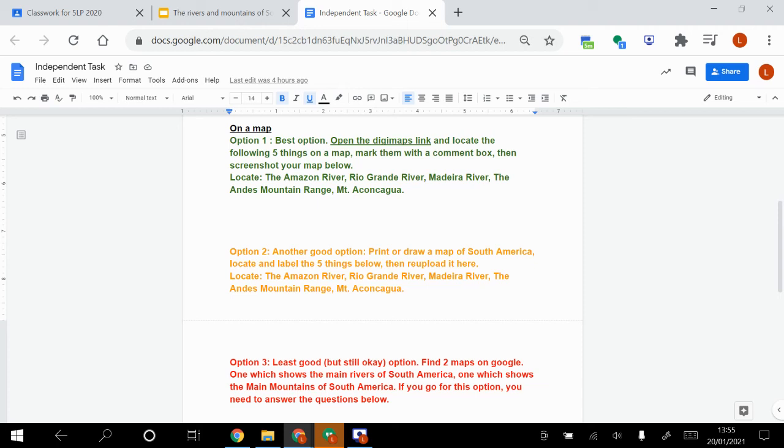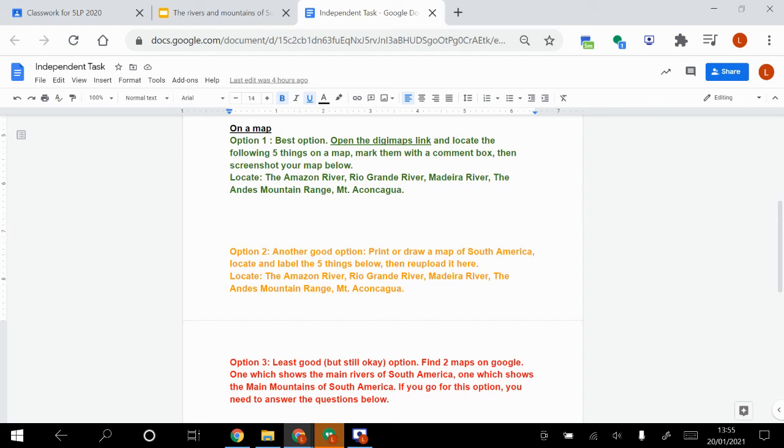What I would like you to do, if you are able to do that, is go onto Digimaps and locate the 5 things you can see there: the Amazon River, the Rio Grande, the Madeira River, the Andes Mountain Range, and Mount Aconcagua. And then you are going to put a comment box, just like you did with your last Digimaps assignment, and just label it. Just label it Rio Grande or Madeira River. Once you've done all 5 of those, then you take a screenshot of your completed map so I can see the comments and where they are linking to, and then you post it underneath the doc.